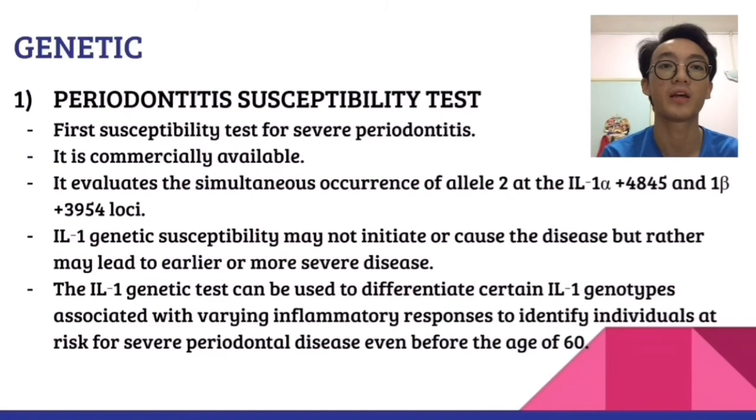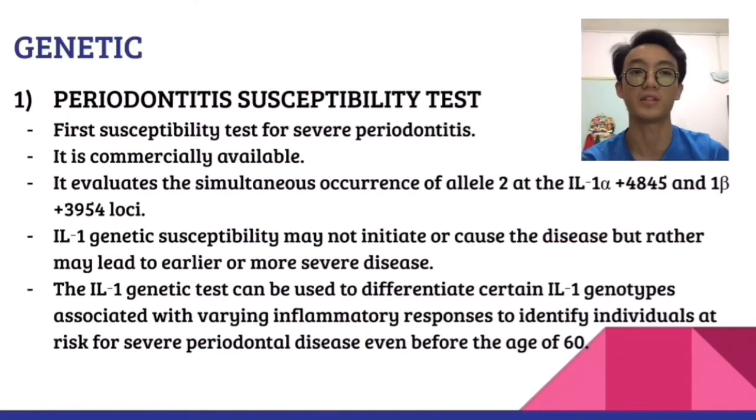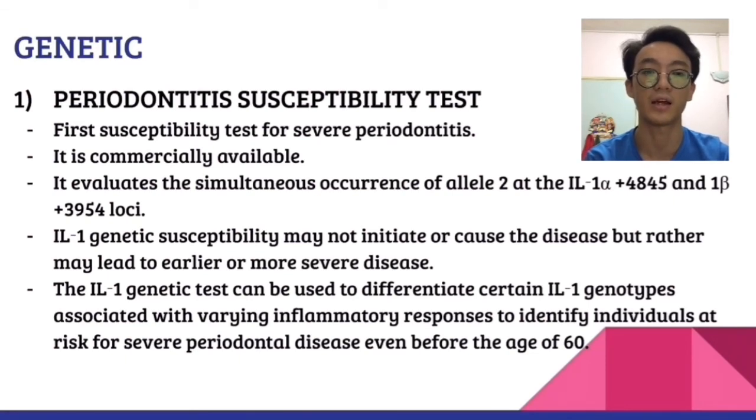Hi doctor, the next diagnostic test kit available in the market is the genetic test. The first genetic test is the periodontitis susceptibility test, and it is for severe periodontitis and is commercially available. It evaluates the simultaneous occurrence of allele 2 at the IL-1 alpha +4845 and IL-1 beta +3954 loci. IL genetic susceptibility may not initiate or cause the disease, but rather may lead to earlier or more severe disease. The IL genetic test can be used to differentiate certain IL genotypes associated with varying inflammatory responses, to identify individuals at risk for severe periodontal disease even before the age of 60.